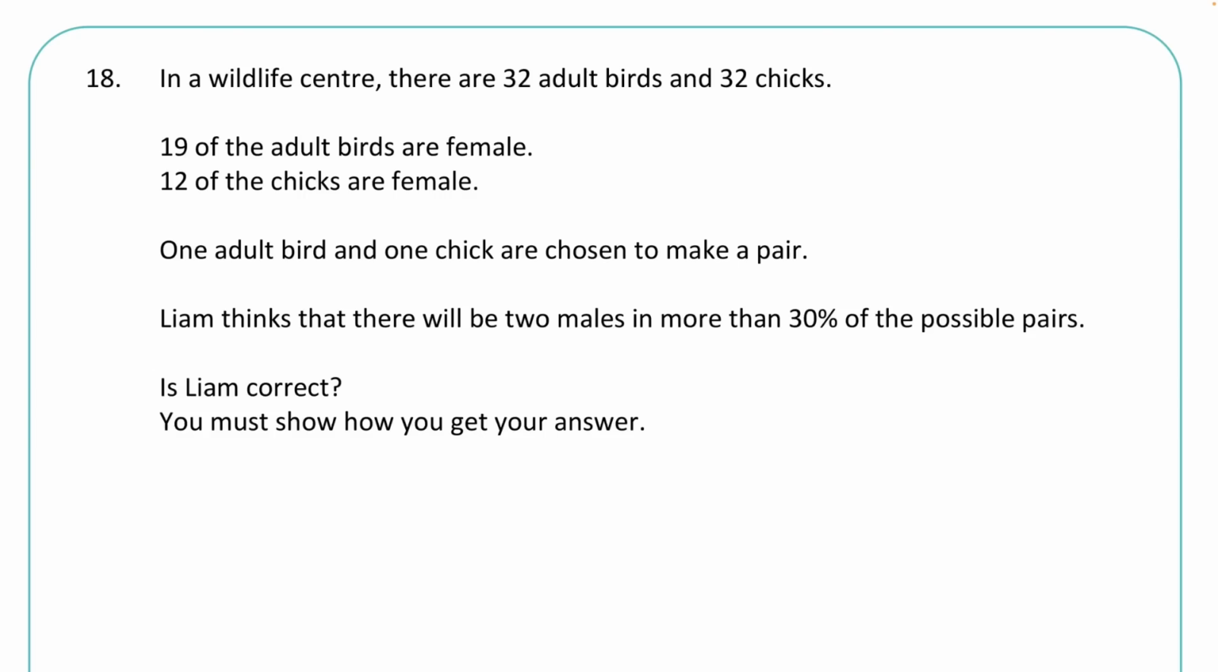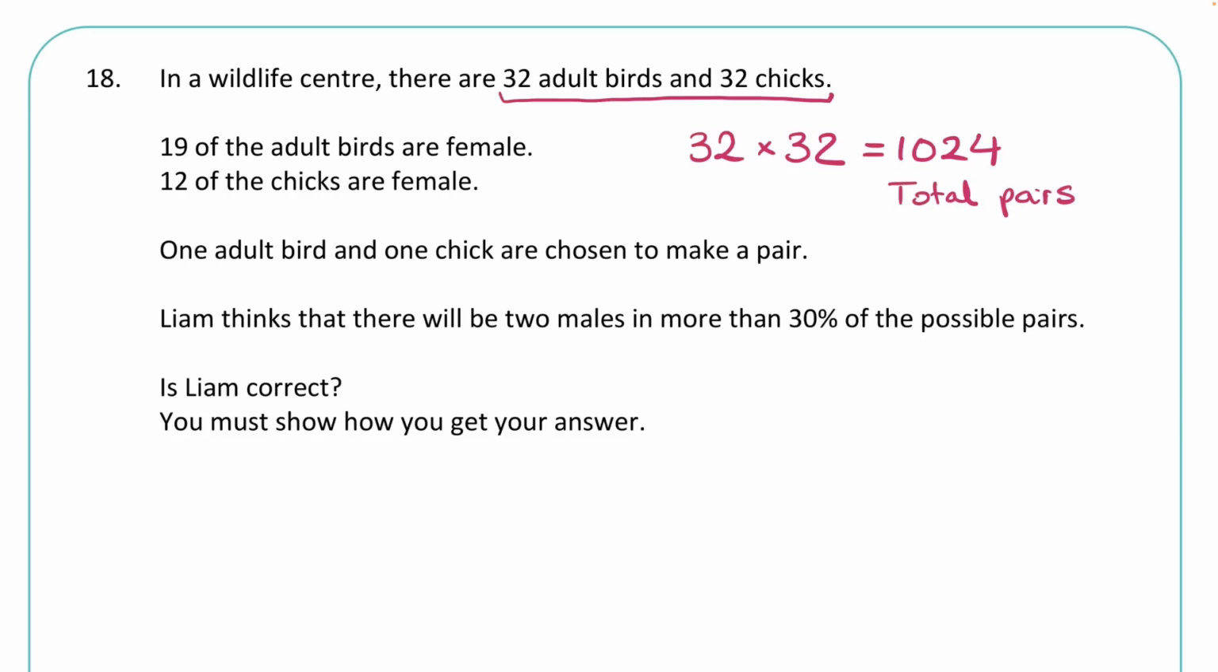So when looking at this, we have some different options here. Now this is the product rule. For the total amount of pairs, we would look at how many adults and how many chicks there are, because 1 adult and 1 chick is going to be chosen. For the total amount of pairs, it would be 32 adults times 32 chicks. And 32 times 32 is 1024. So that is the total pairs.